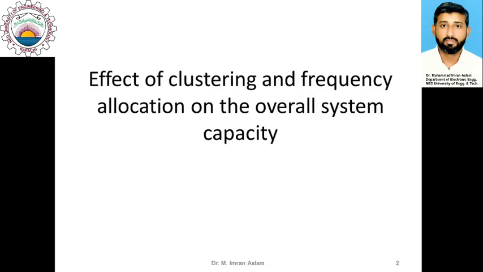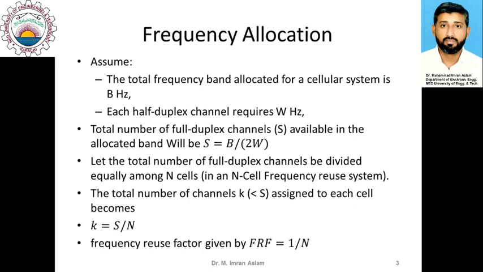In today's lecture, we are going to talk about some concepts related to the cellular architecture, and the first thing that I'm going to talk about is the effect of clustering and frequency allocation on overall system capacity. As we have already discussed, the main objective is to increase the capacity of the system. So how much increase is possible through this proper frequency allocation?